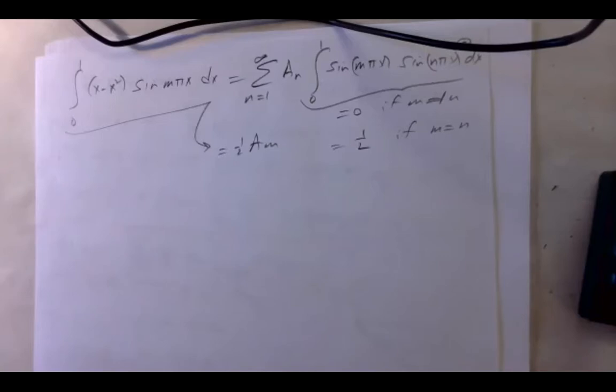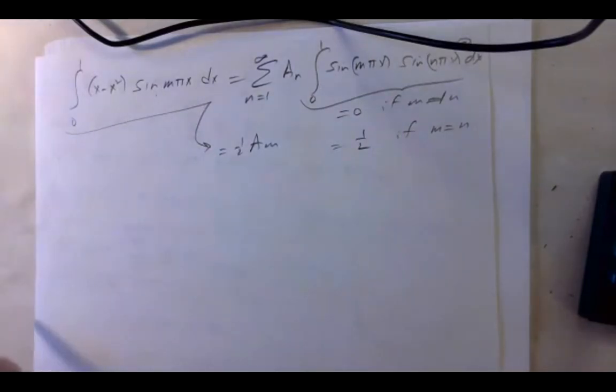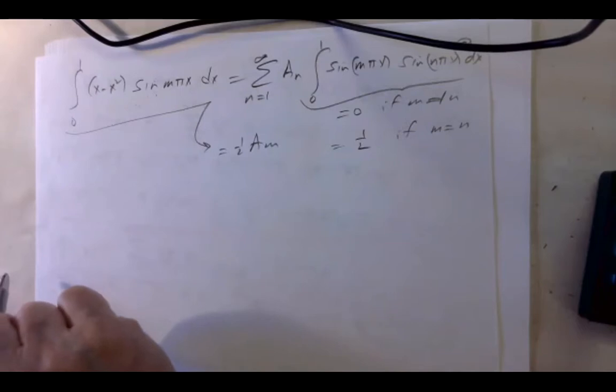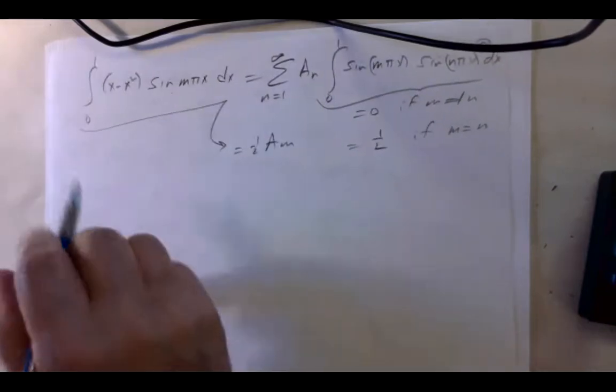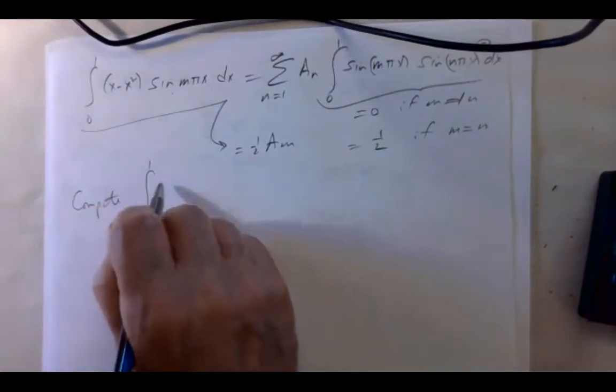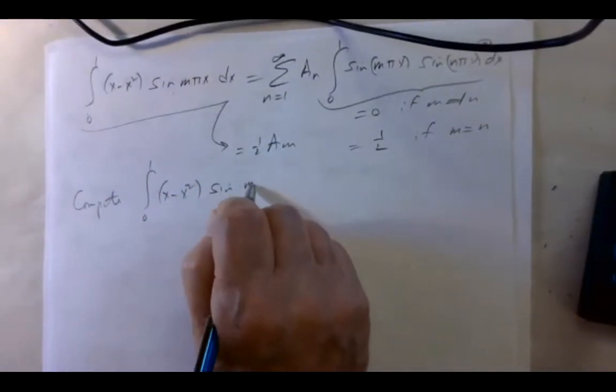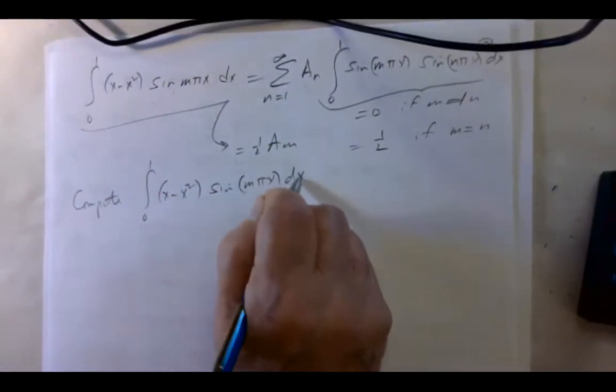Of course, we have to know how to do this integral. So we can do this integral by integration by parts. Let's try and do it. So we need to compute the integral from 0 to 1, x minus x squared sine m pi x dx.